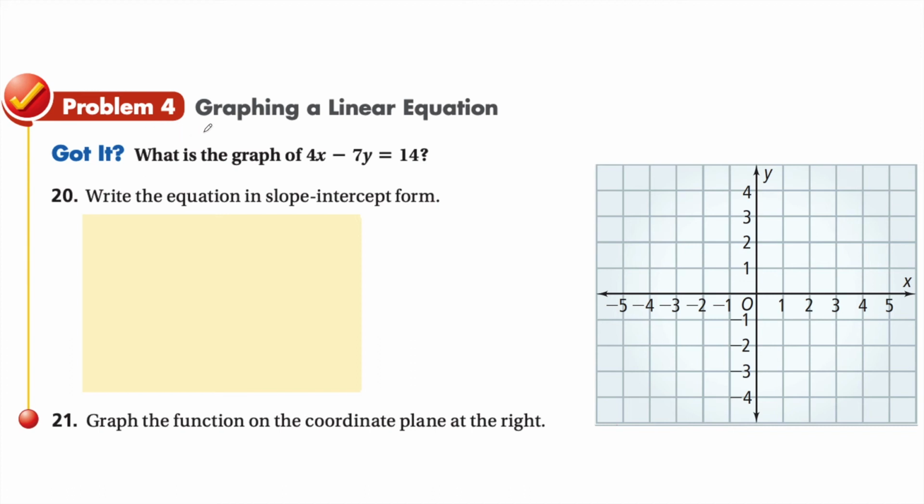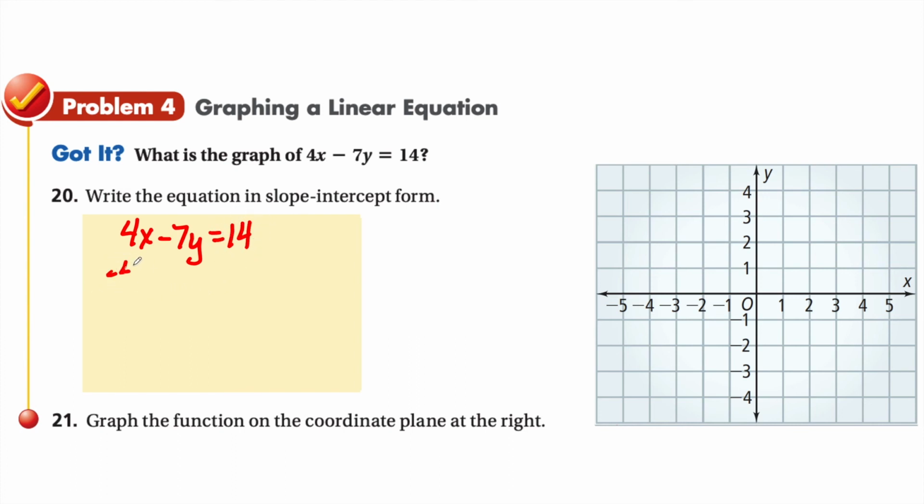Problem number 4, graphing a linear equation. What is the graph of 4x minus 7y equals 14? Well, first things first, the easiest way to graph something for me would be to make sure that you use slope-intercept form. So I need to put this into slope-intercept form. So I'm going to rewrite the equation. 4x minus the 7y has to equal 14.